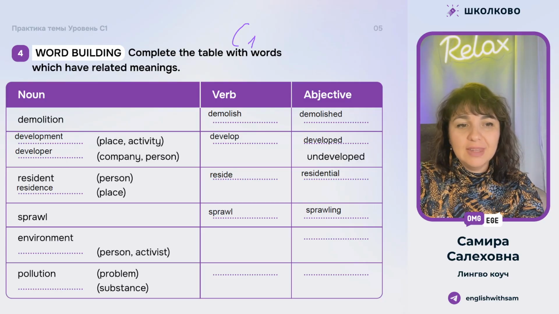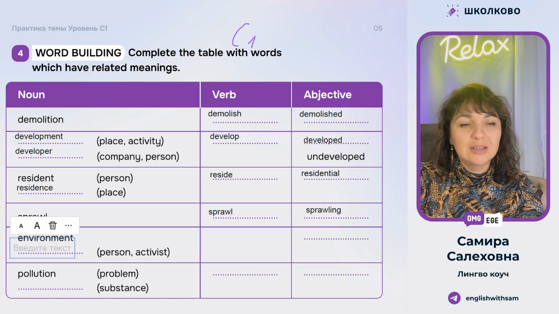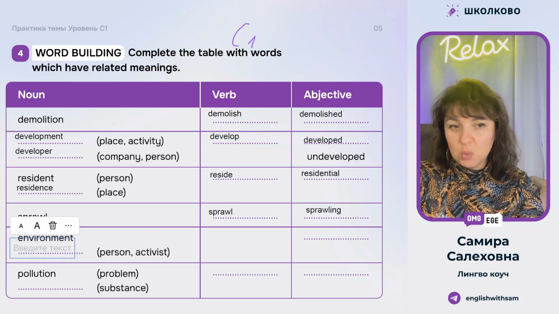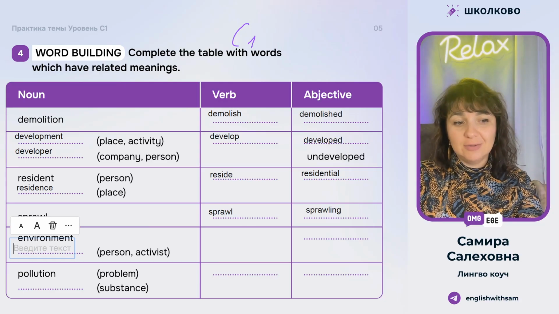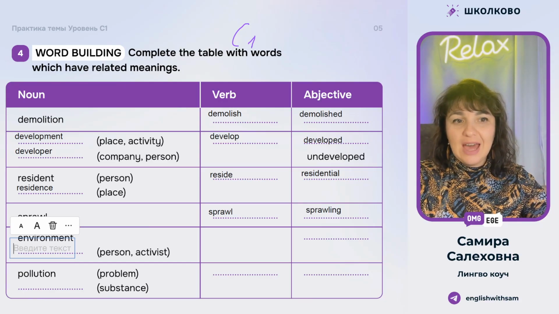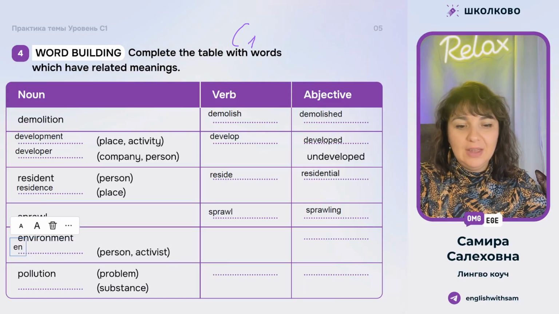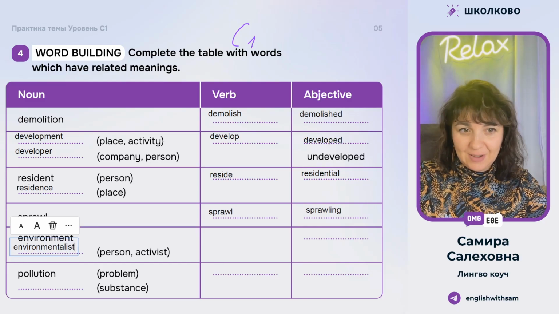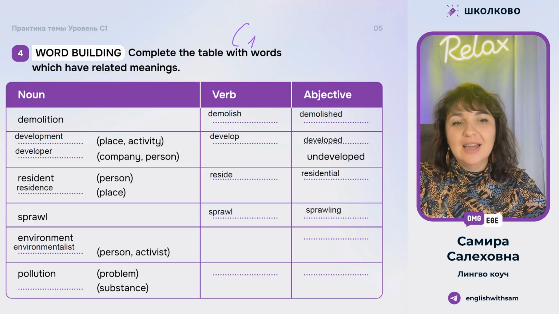Environment. And if we talk about environment, if we talk about the person who is an activist, right? So who is that? Environmentalist, right? So we should add ist, environmentalist.